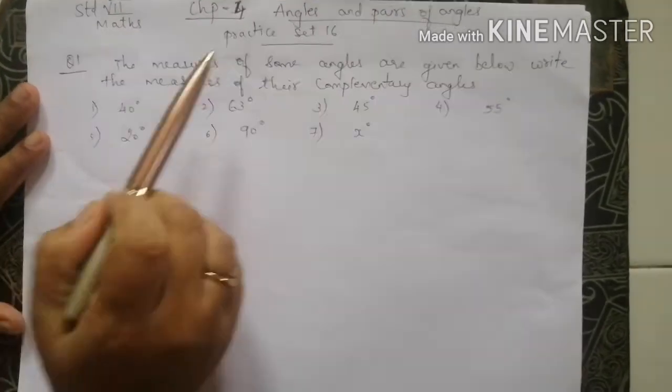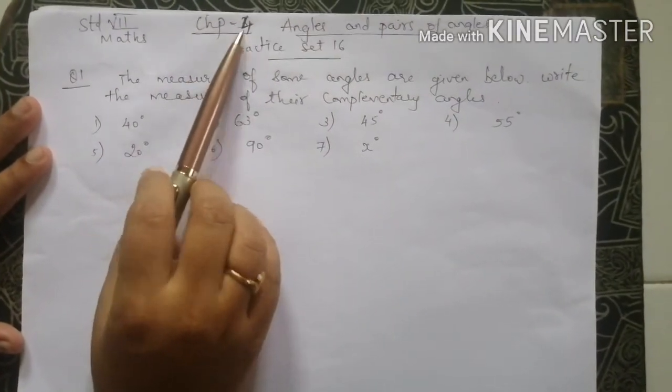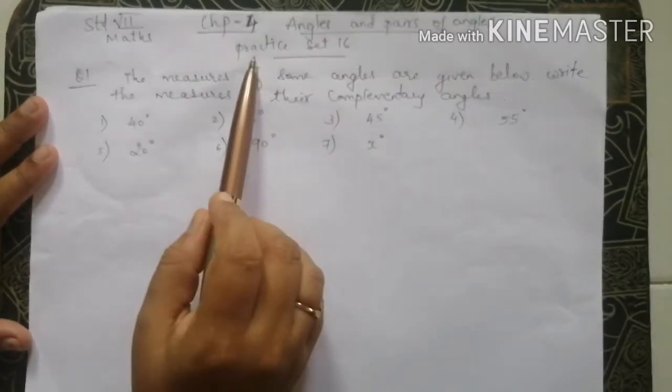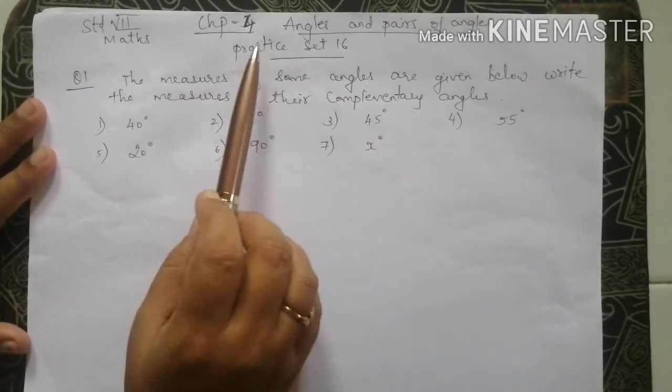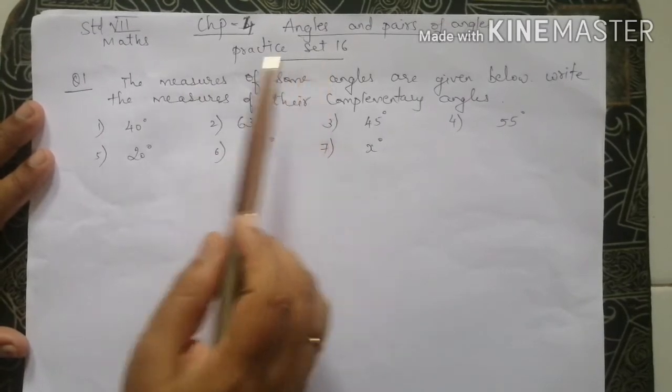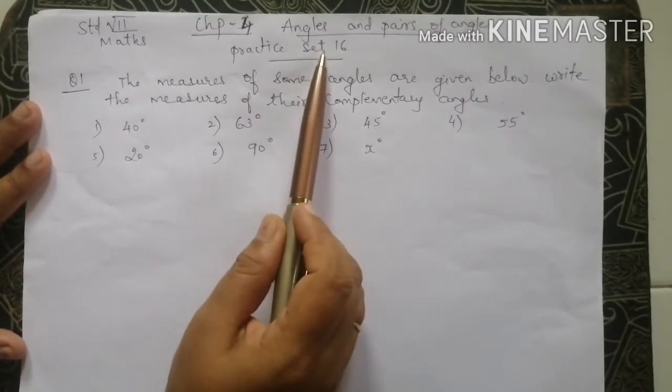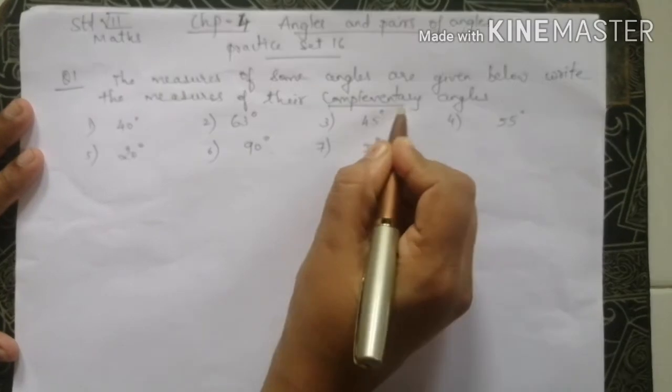Welcome students. Today we are going to continue our chapter 4 angle and its pair practice set 16. Hope you must have practiced practice set 15. Now in practice set 16 we are going to learn about what are complementary angles.